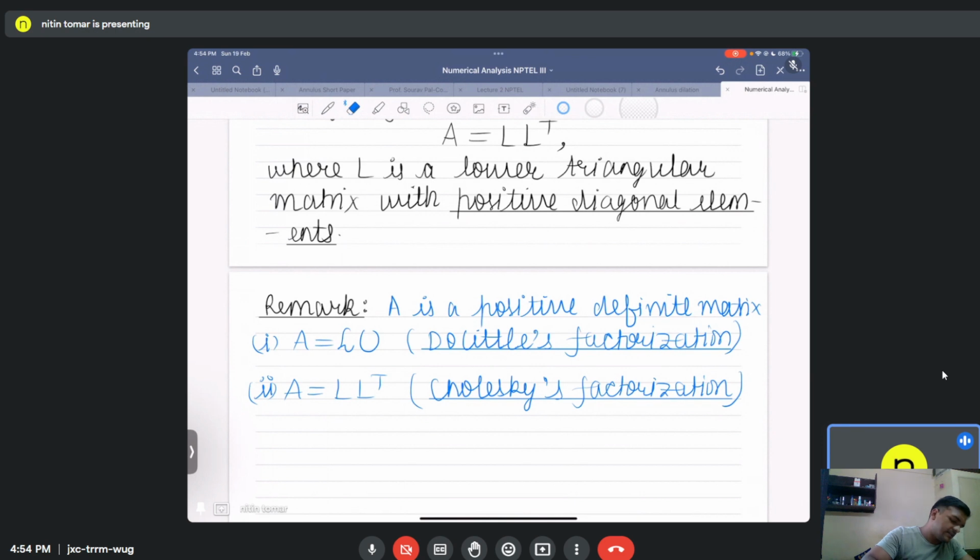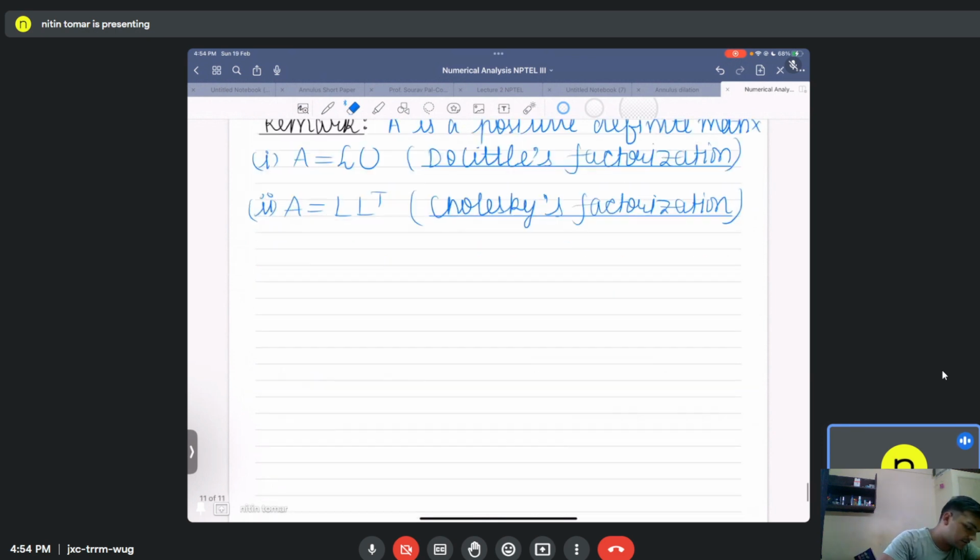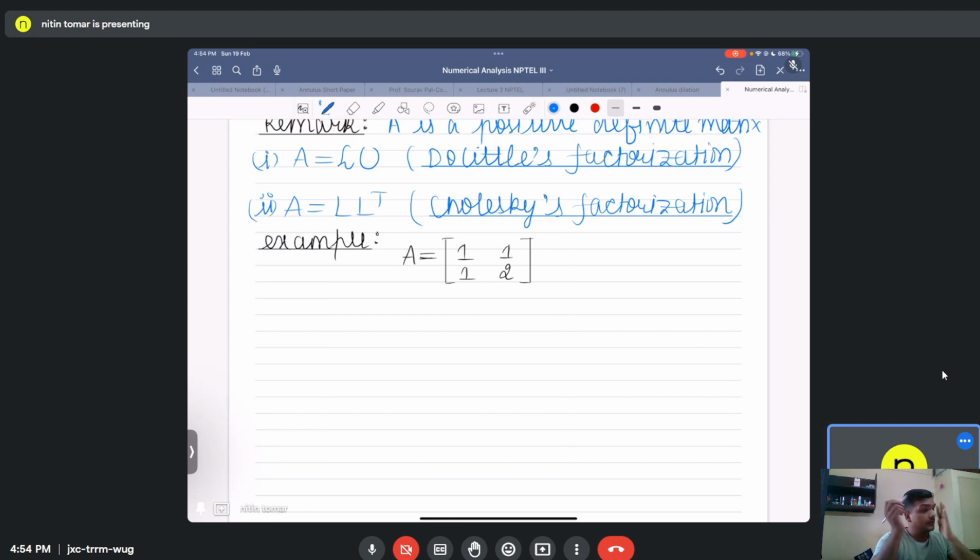Okay, let us try this example as the end. Then we'll finish. Example. Let A be the matrix [1 1; 1 2]. Now tell me, first of all, is it a symmetric matrix? Yes, sir, it is symmetric. Is it a positive definite matrix?